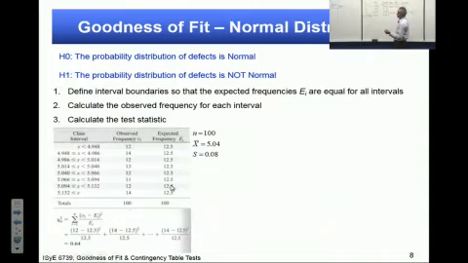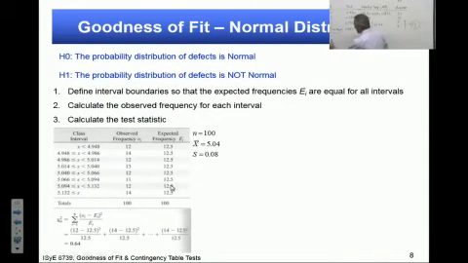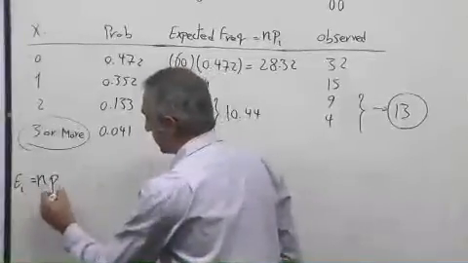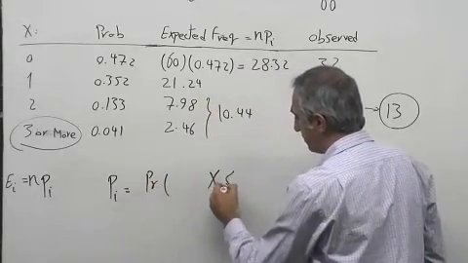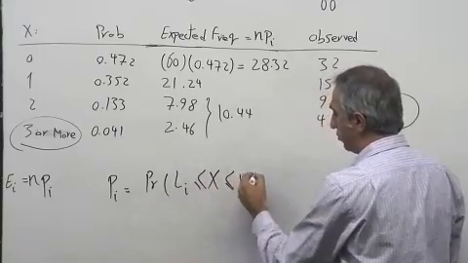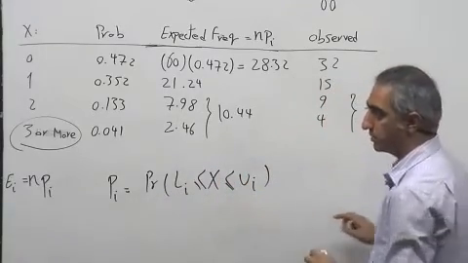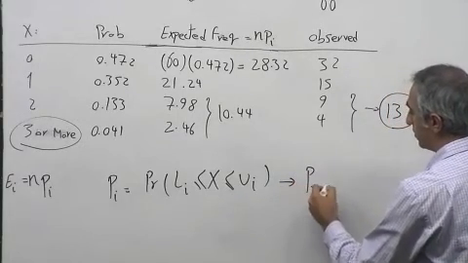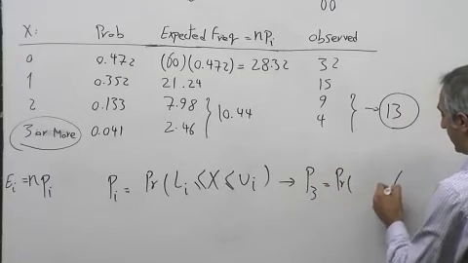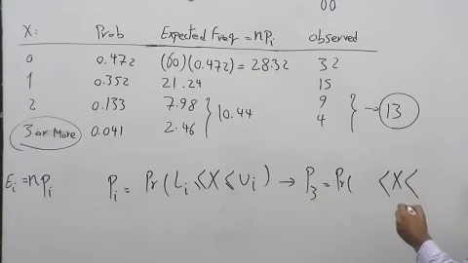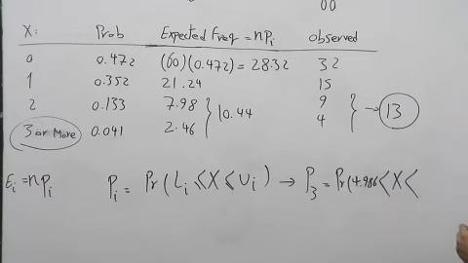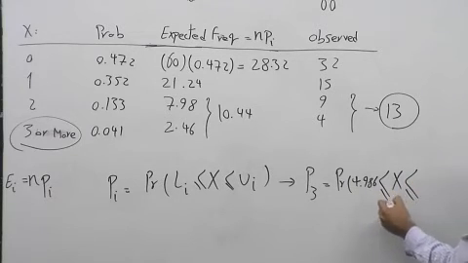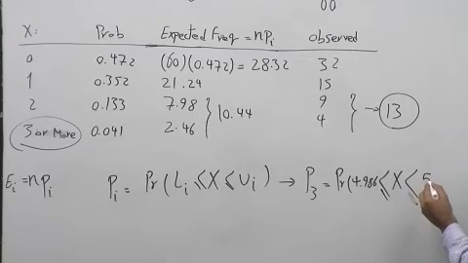But the way that you calculate expected frequency, so expected frequency for each row is n times pi. Your pi is probability of x between Li and Ui, where Li is the lower bound and Ui is upper bound. So let's say probability of interval 3 is probability of x between, for interval 3, 4.986, yes, and 5.014. We want to find this probability.